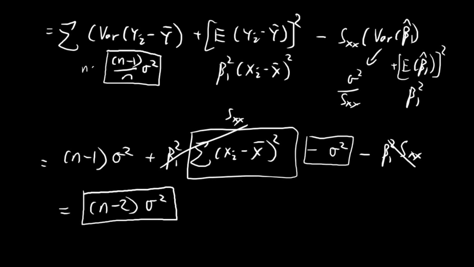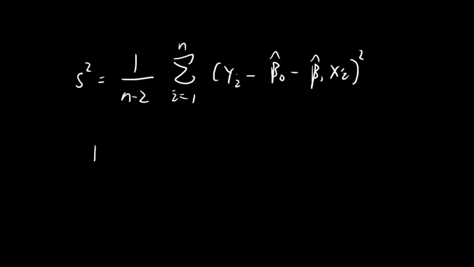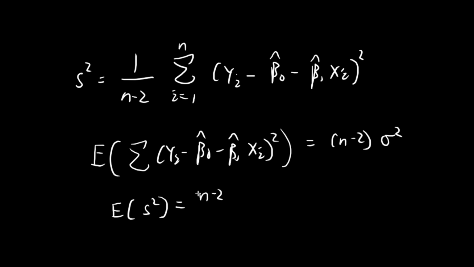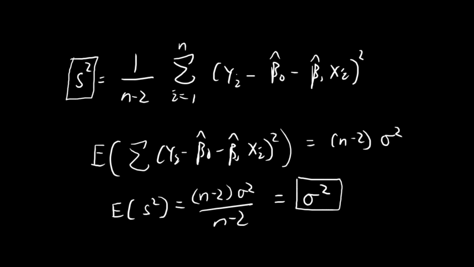So what we just calculated was the expected value of this sum over here. So we just found that the expected value of this sum, after all our painstaking effort, is equal to n minus 2 times sigma squared. So now, of course, if you divide this by n minus 2, you can see that the expected value of s squared is just equal to n minus 2 times sigma squared divided by n minus 2, which is, of course, equal to sigma squared. So you see that s squared is indeed an unbiased estimator of sigma squared.